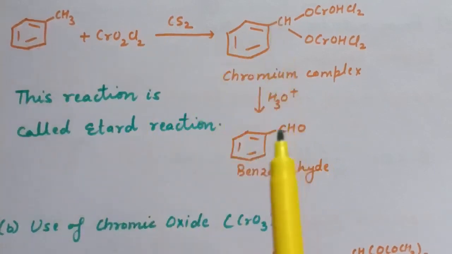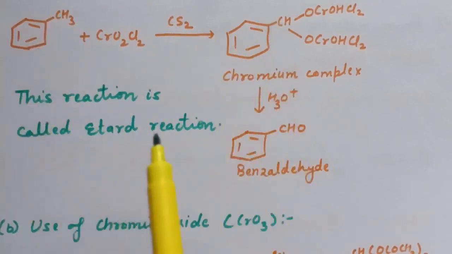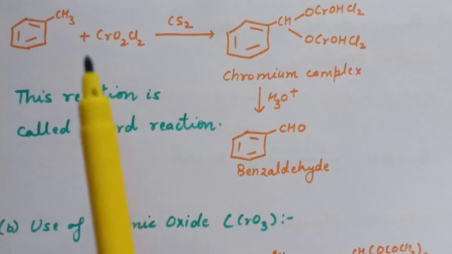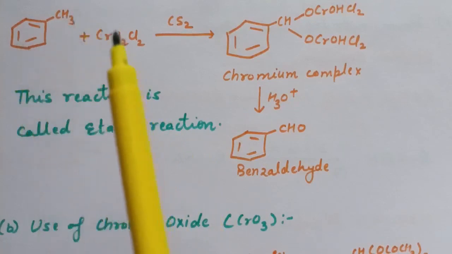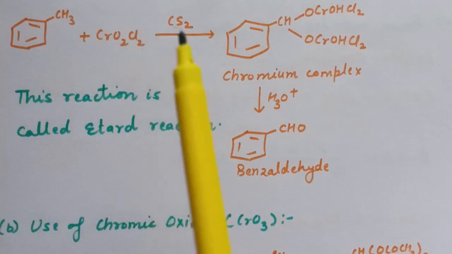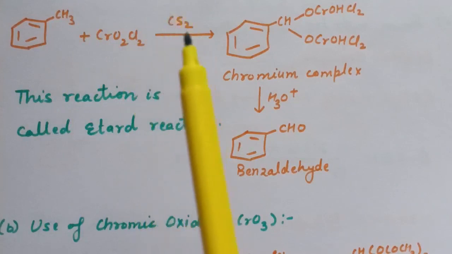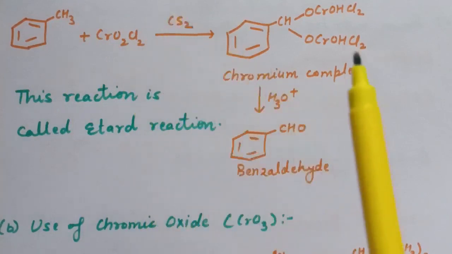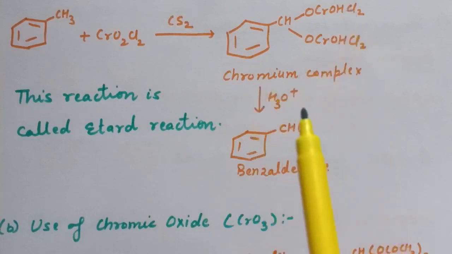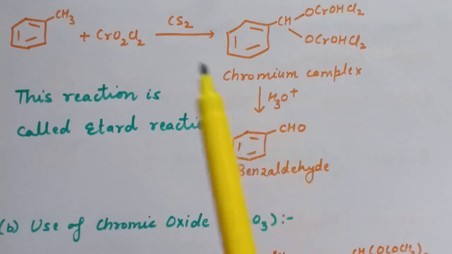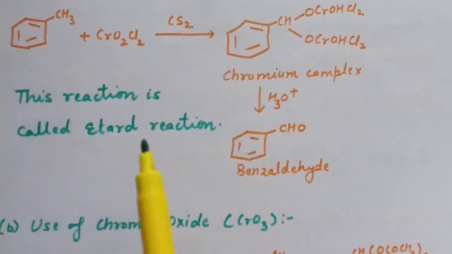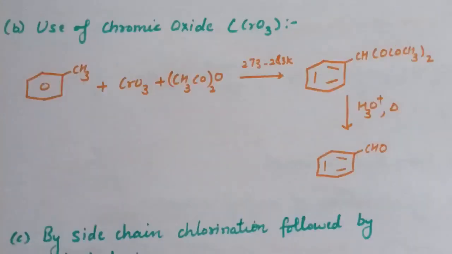And this is a name reaction. This is called the Etard reaction. So the first step is methyl benzene treated with CrO2Cl2 in the presence of CS2, that is carbon disulfide, and the chromium complex is formed. The hydrolysis of the chromium complex results in the formation of benzaldehyde, and this reaction is known as the Etard reaction.